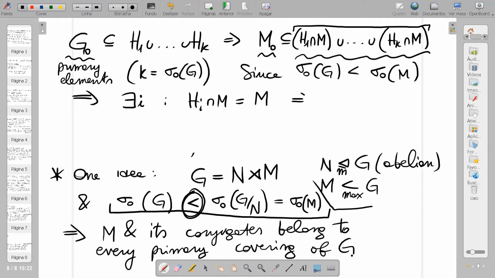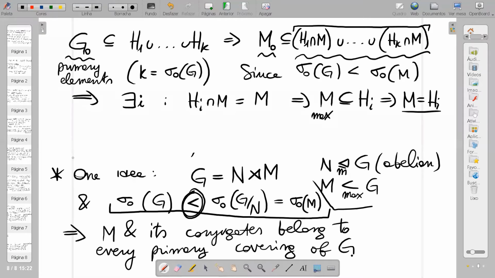Okay, so this implies that M is contained in H_i, but now remember that M is a maximal subgroup, so M must be equal to some H_i. So essentially, this gives you the idea that there are many subgroups. If you take a primary covering, there are many subgroups there, because you have N, this maximal one, and also all the conjugates of N.